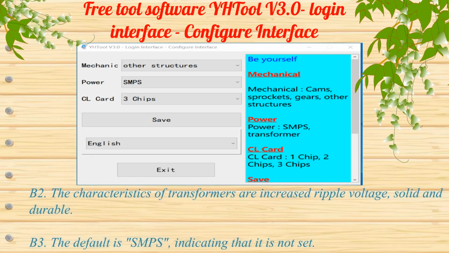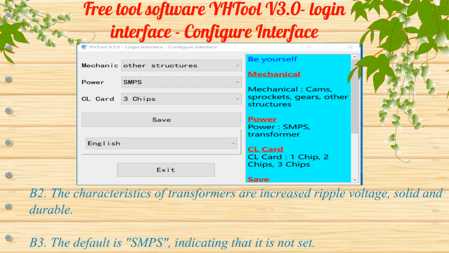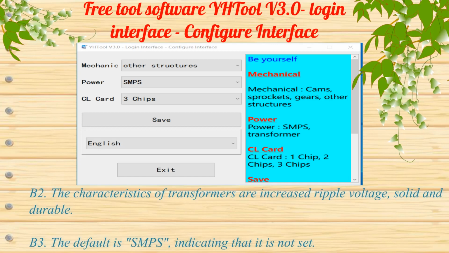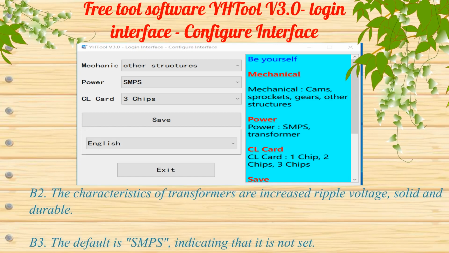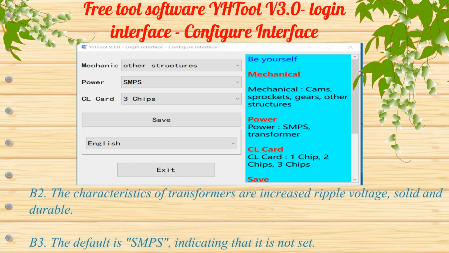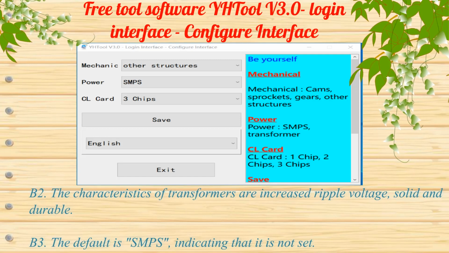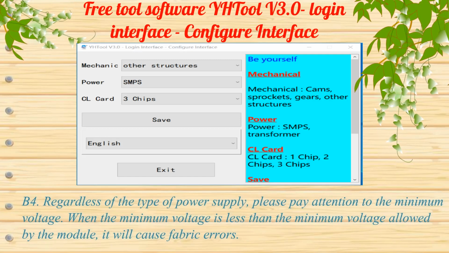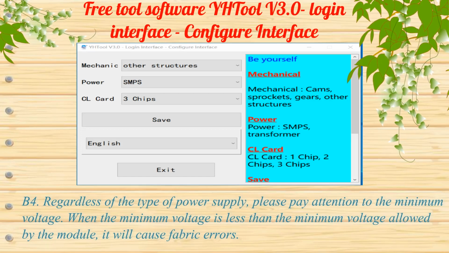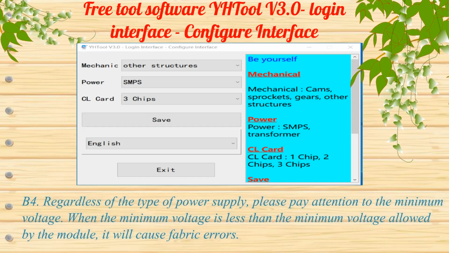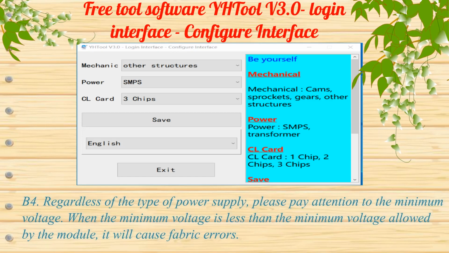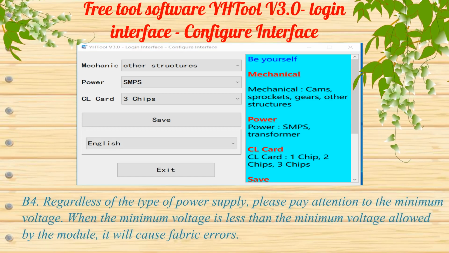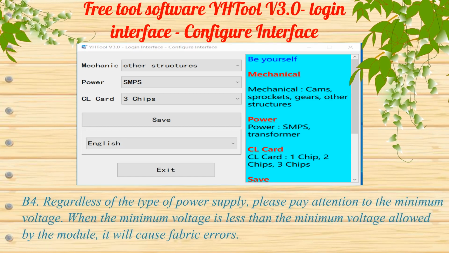B2. The characteristics of transformers are increased ripple voltage, solid and durable. B3. The default is SMPS, indicating that it is not set. B4. Regardless of the type of power supply, please pay attention to the minimum voltage. When the minimum voltage is less than the minimum voltage allowed by the module, it will cause fabric errors.